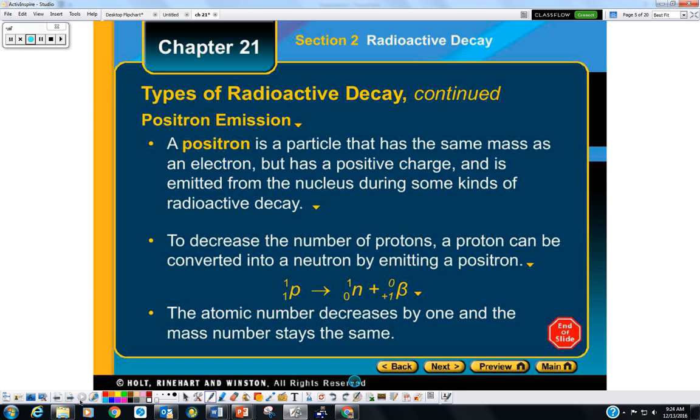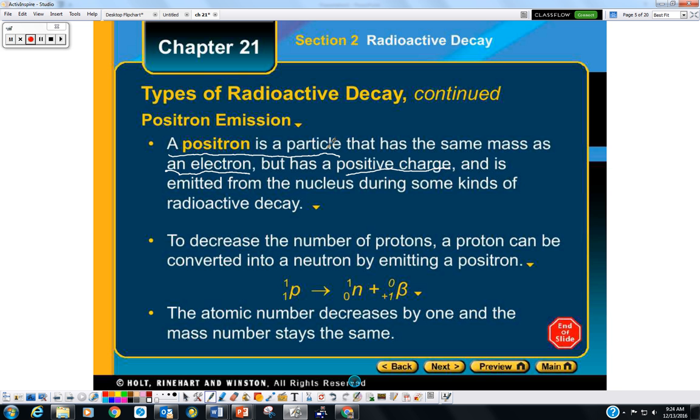All right. So the next type of radioactive decay is positron emission. This is probably a new one for you. I know in physical science we really only deal with alpha, beta, gamma. We don't really deal with positron. So a positron is a particle that has the same mass as an electron, but it's a positively charged particle.